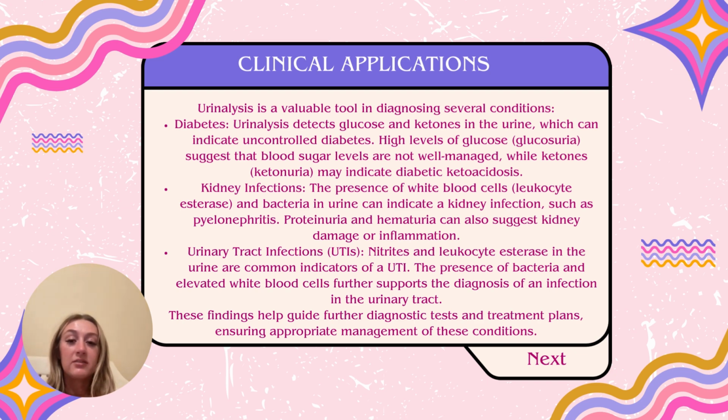Urinary tract infections, like UTIs. The leukocytes in the urine are common indicators of UTIs. The presence of bacteria and elevated white blood cells further support the diagnosis of infection in the urinary tract. These findings help guide further diagnostic tests and treatment plans, ensuring appropriate management of these conditions.